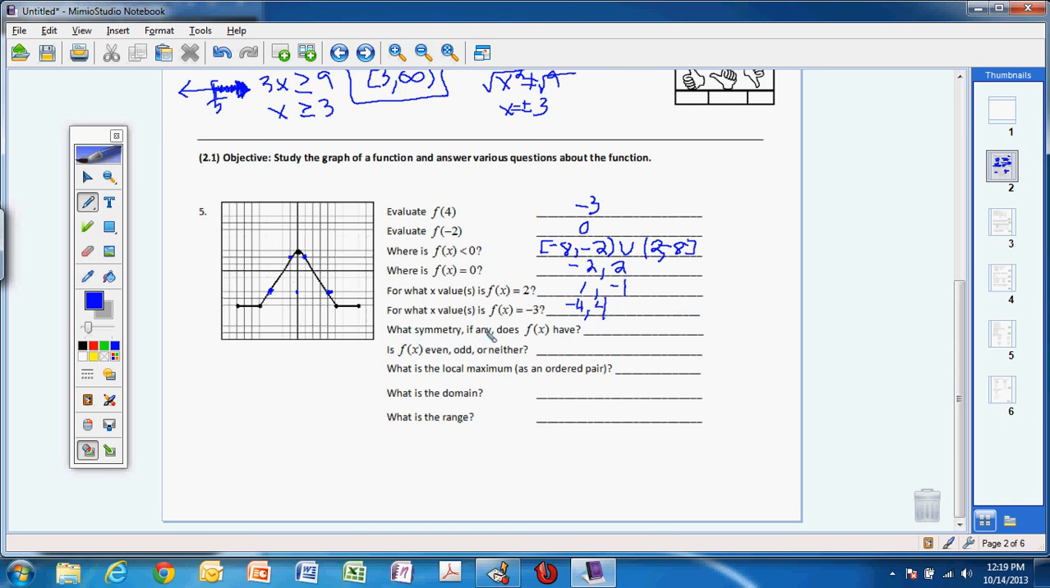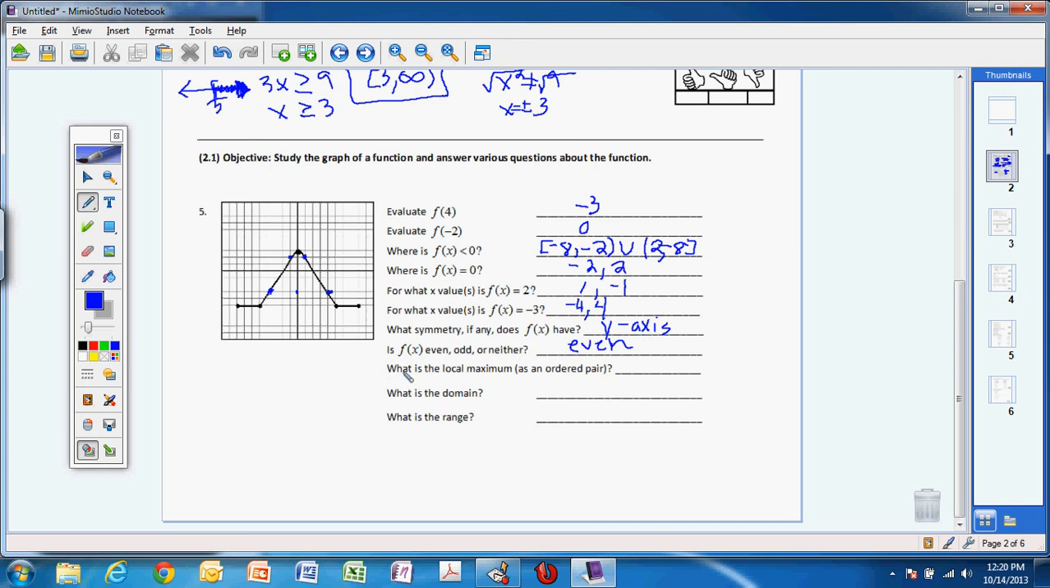Now, what symmetry, if any, does f of x have? So remember when we were talking about even and odd functions? It was either symmetric around the origin, symmetric over the y-axis, or it didn't have any. In this case, if you notice, if I flip the left part of my graph over onto the right part, I actually have y-axis symmetry, because if I flip that over, it looks like the same function. So when I ask about symmetry, this has y-axis symmetry. And for this next one, is f of x even, odd, or neither? If it has y-axis symmetry, that means it's an even function.